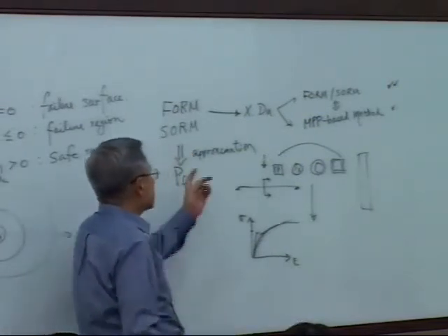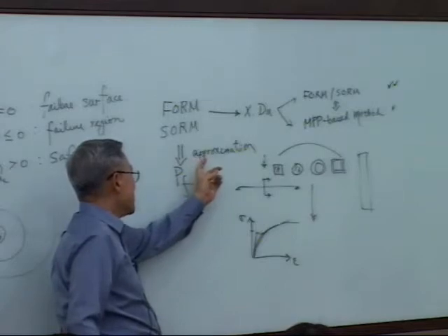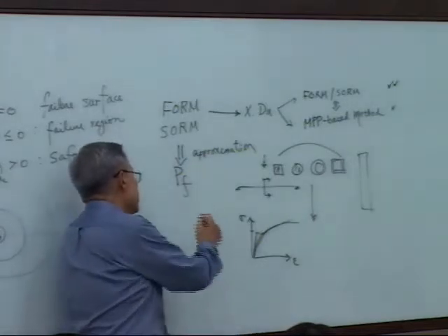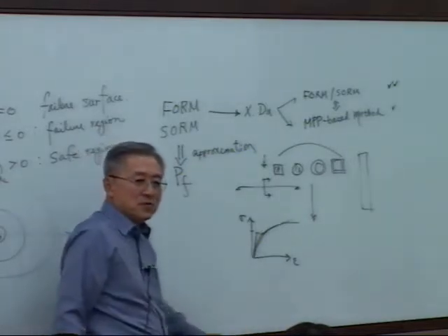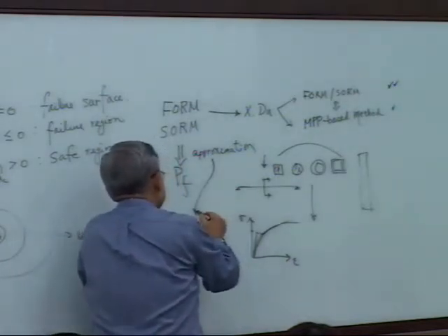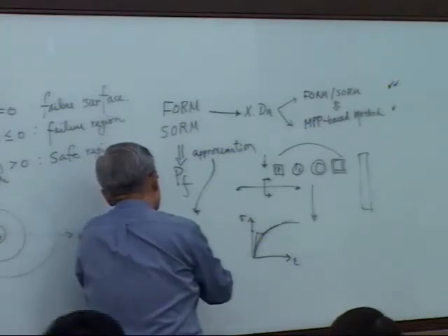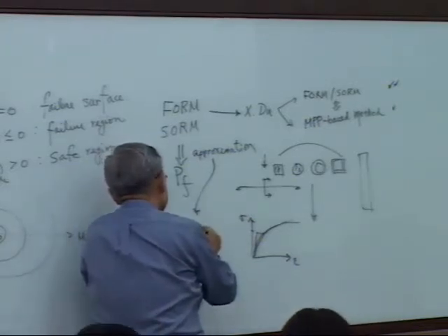So anyway, the sidetrack aside, using approximation, you compute the failure probability. For approximation, Taylor expansion theory.